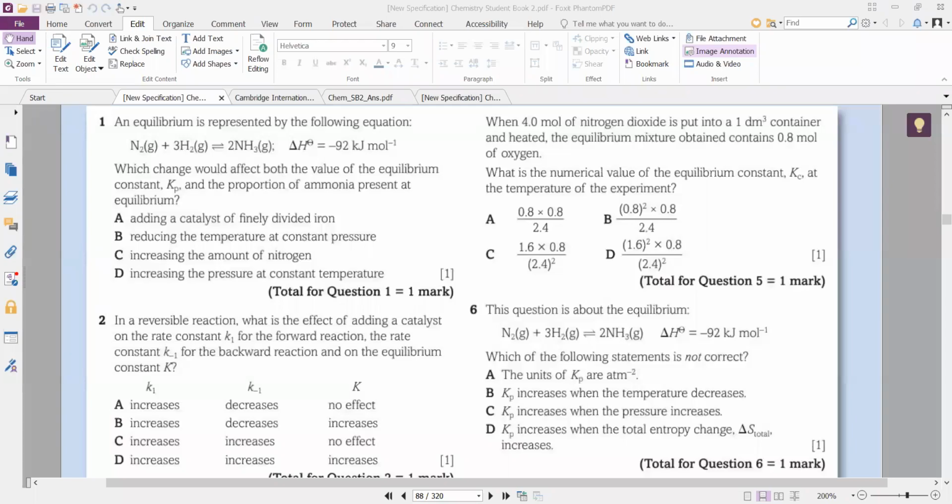Okay. Start with the questions. Question number 1, question number 2, and then 5 and 6. 4 minutes only. Now the time is 7:14. And you have another few minutes more.